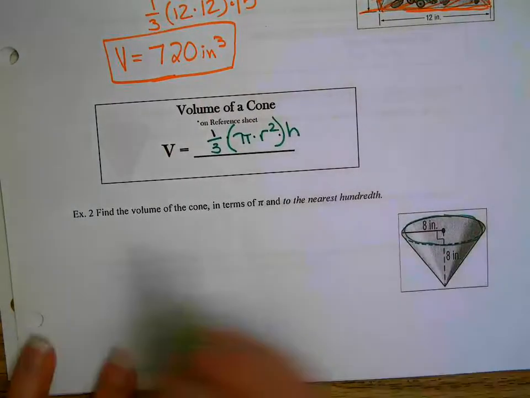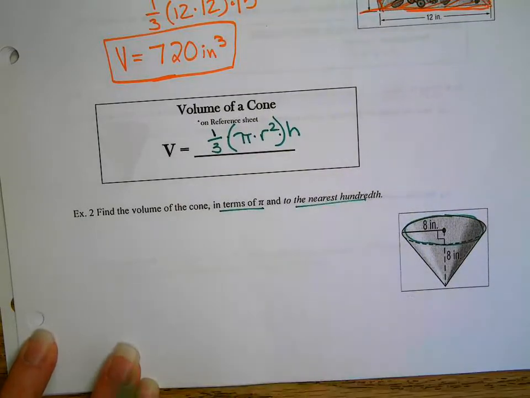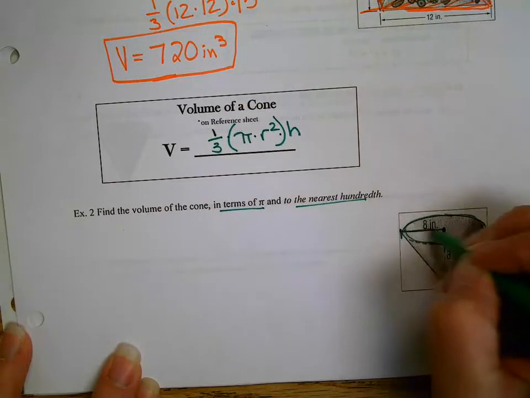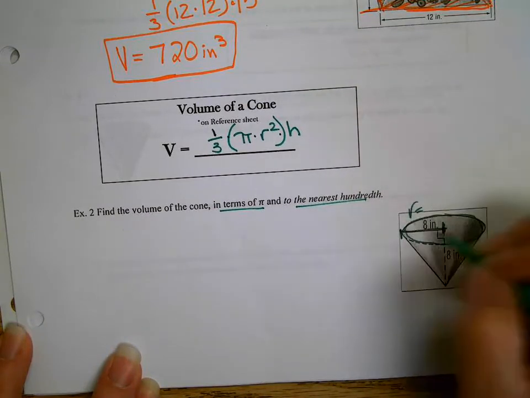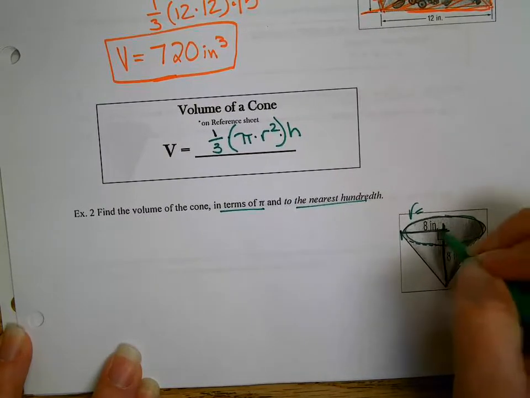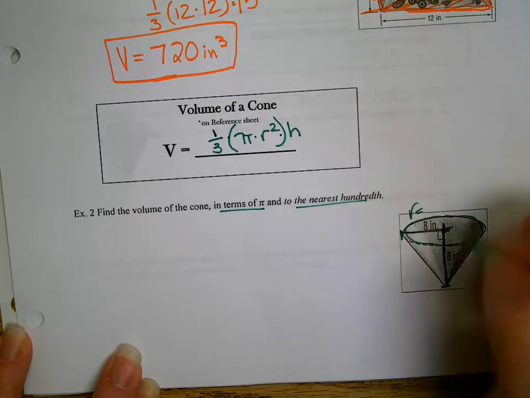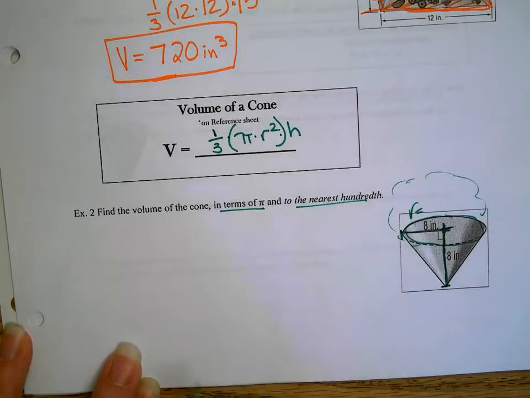So looking at this cone, find the volume of a cone in terms of pi and round it to the hundredth. So we practiced that at the end of our last class. 8 is going to be the radius here. And this other 8 is the perpendicular height of the cone. So from the top of the cone down to the bottom, thinking of a waffle cone here. Just toss some ice cream on top of that one, okay?